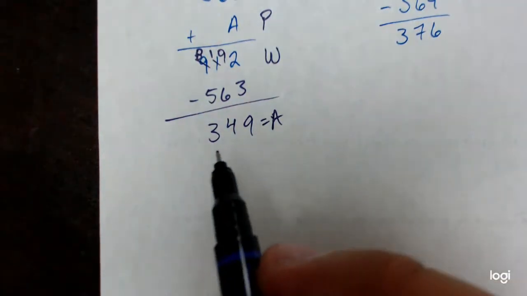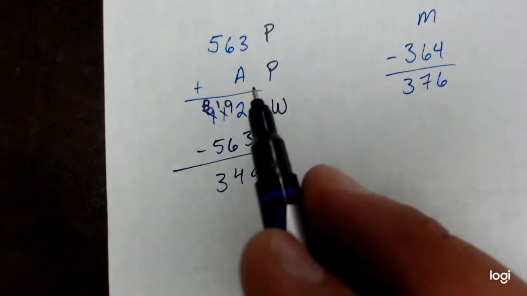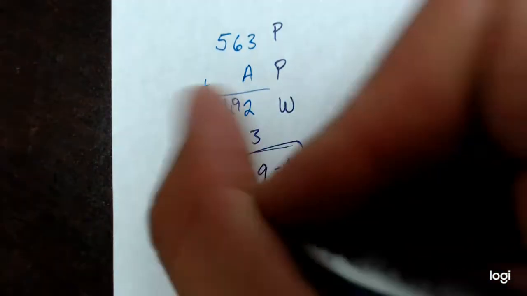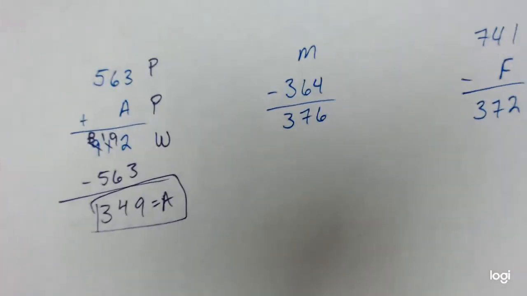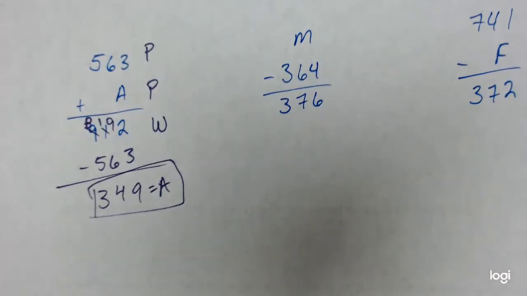And when I write my answer, I want you to write 349 equals A. That'll get us some good practice for our algebra skills that we're going to start developing at the end of the year. So A is equal to 349.